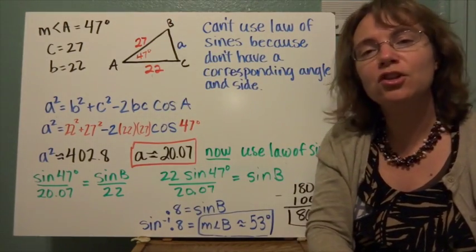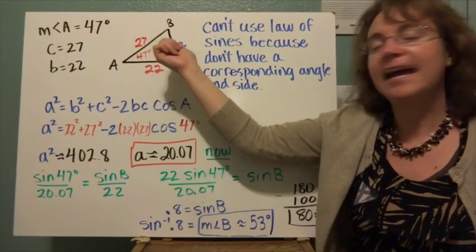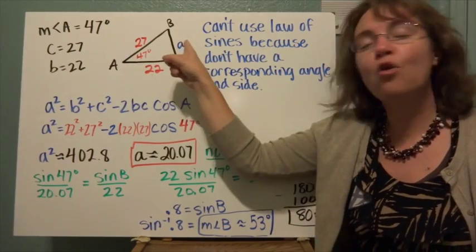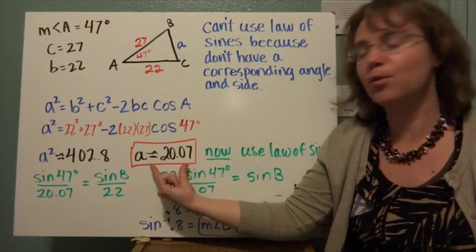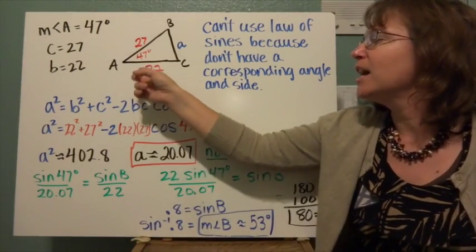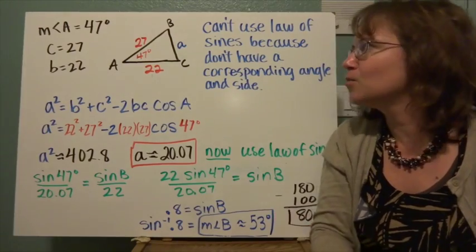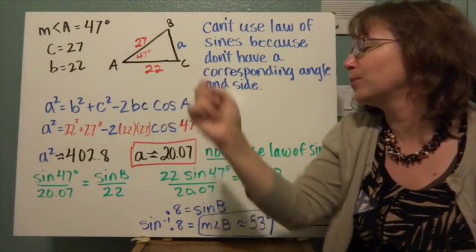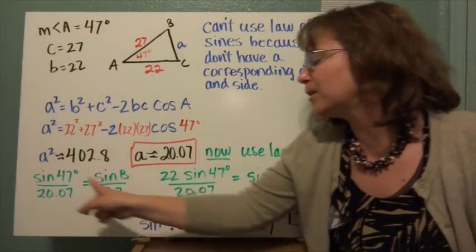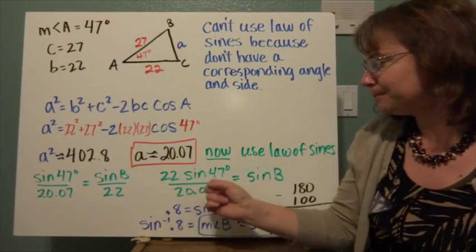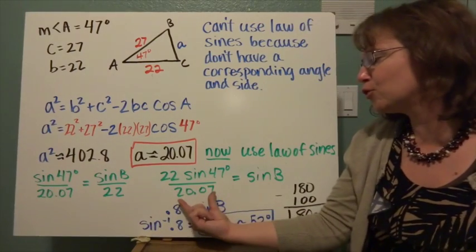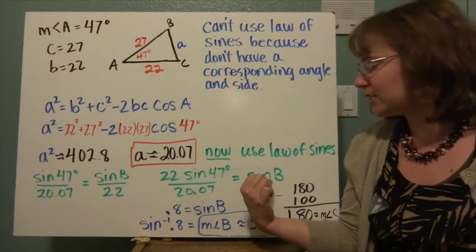Now I can use the law of sines because I have an angle and a side length across from that angle. So I have sine of 47 degrees over my A, which I now know is 20.07, is equal to the sine of b over 22. And I just chose b. I could have chosen c as well and then done sine of c over 27. I just chose b. And then going ahead and multiplying both sides by 22 to isolate my sine b. So 22 times the sine of 47 over 20.07 equals sine b. I just isolated this.